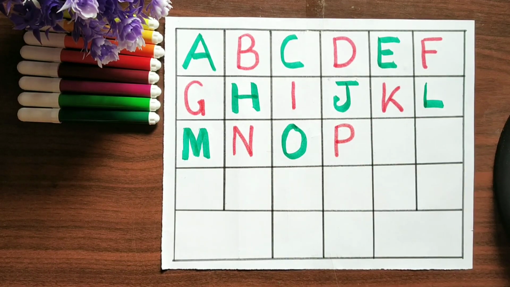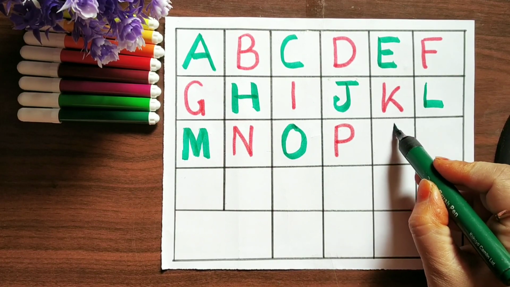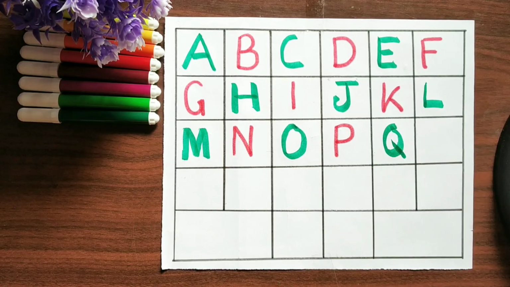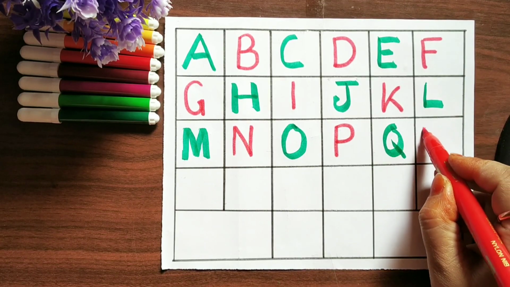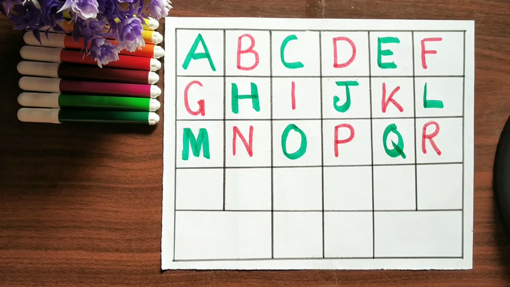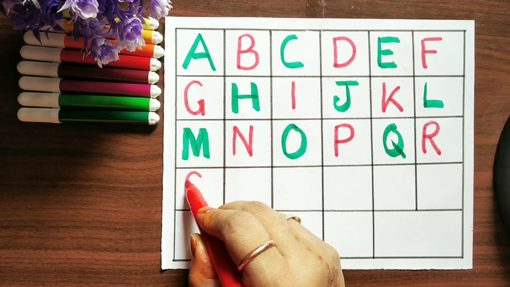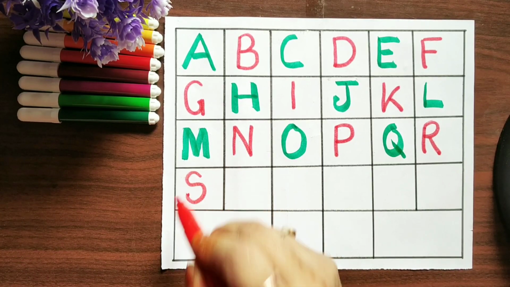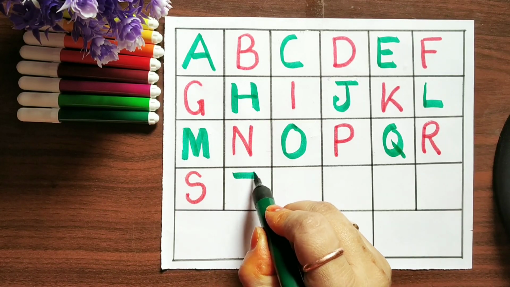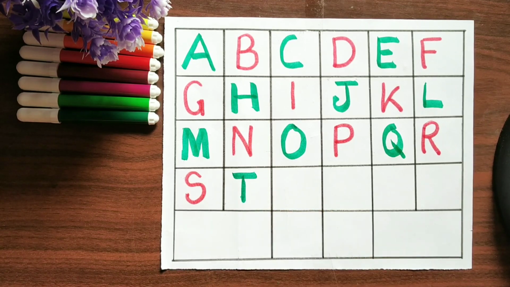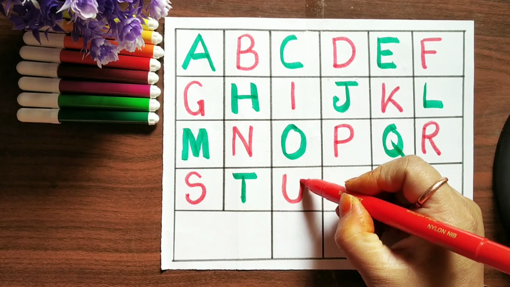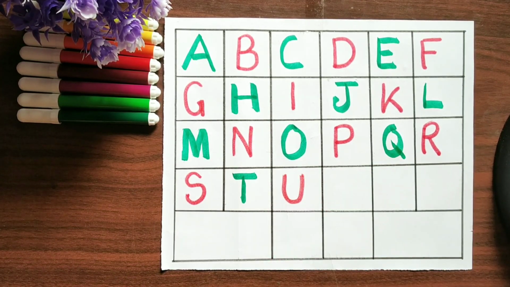P for panda. Green color, Q. Q for quill. Q for quill. Red color, R. R for rabbit. R for rabbit. Red color, S. S for sun. S for sun. Green color, T. T for truck. T for truck. Red color, U. U for uniform. U for uniform.